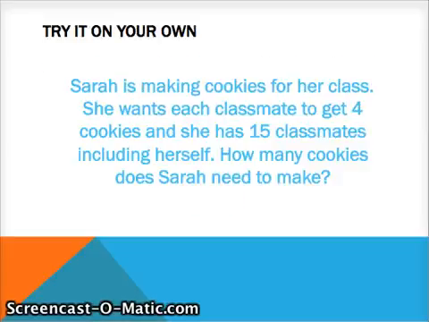Now try one on your own. Sarah is making cookies for her class. She wants each classmate to get 4 cookies and she has 15 classmates including herself. How many cookies does Sarah need to make?